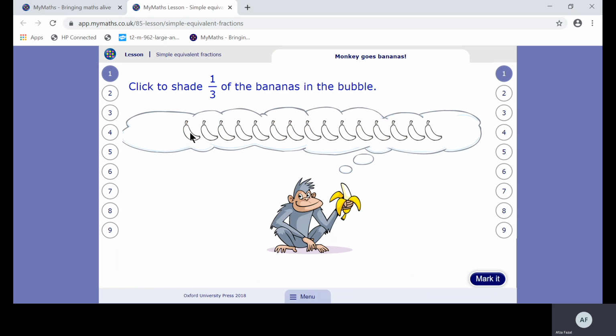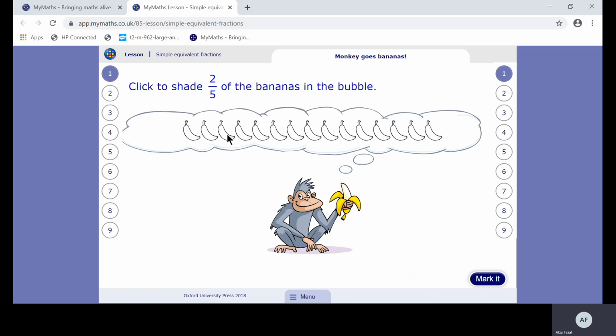now let's count how many we've got. 1, 2, 3, 4, 5, 6, 7, 8, 9, 10, 11, 12, 13, 14, 15. 15 divided by 3 is 5. Times it by 1, 5. So I'm going to do 5. Now, remember, divide it by the bottom, times it by the top.